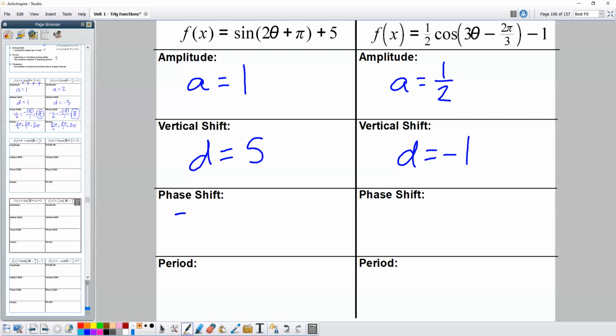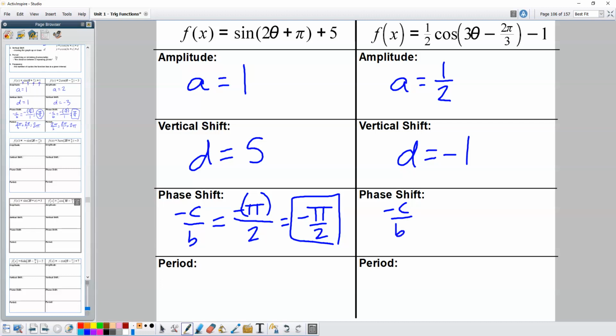Phase shift is negative C over B. So that would be negative pi over 2. So that's negative pi over 2. Phase shift over here, negative C over B, that's negative negative 2 pi over 3 over 3. And I think that ends up being 2 pi over 9 when you punch that in your calculator.